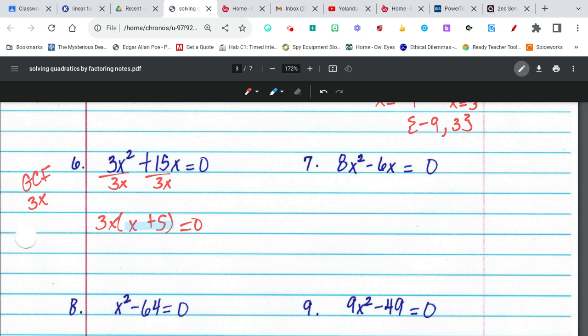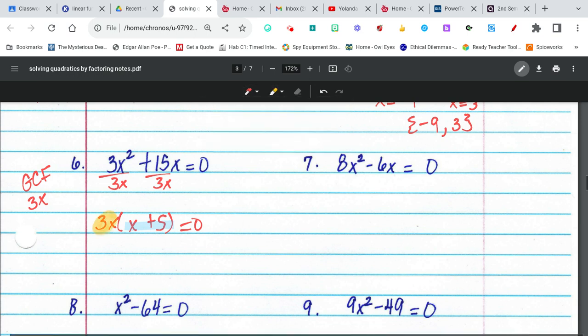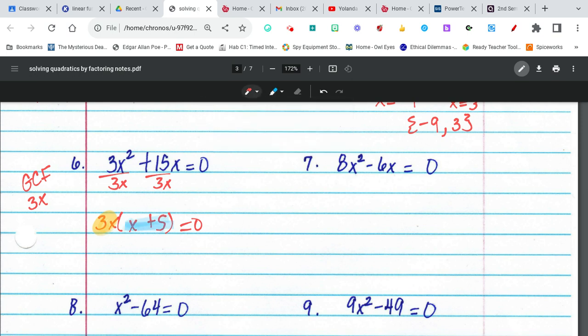So what I'm going to do is proceed to take each factor that has an x in it, this factor has an x in it, and the remaining factor has an x in it. So I'm going to take each one and set it equal to 0. 3x equal to 0, and x plus 5 equal to 0. So I'm going to divide both sides by 3. I get x equal to 0. And here I'm going to subtract 5 from both sides. I get x equal to negative 5. So my two roots, or x-intercepts, are 0 and negative 5.